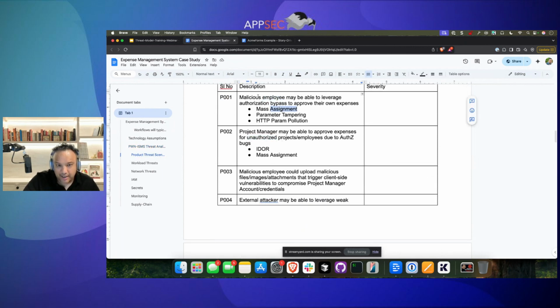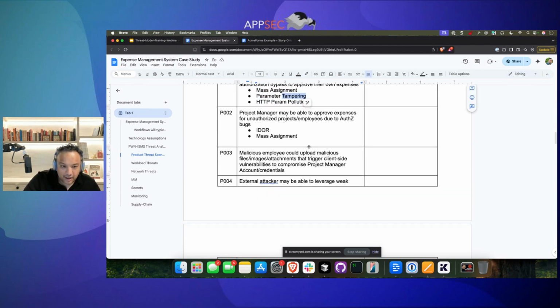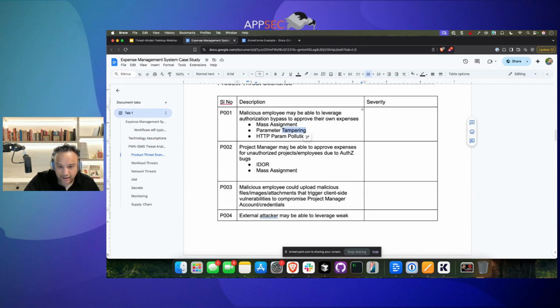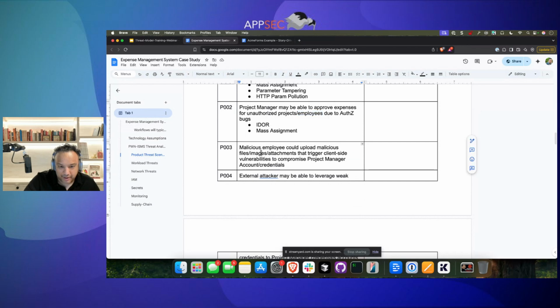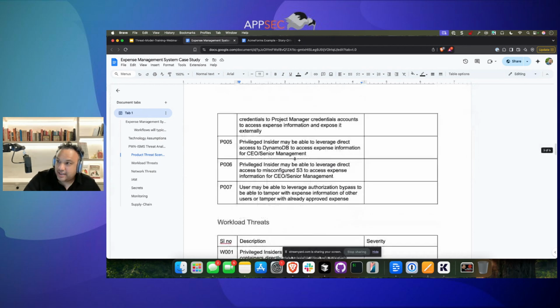So P001, malicious employee may be able to leverage authorization bypass to approve their own expenses. The way I have done it is I captured the threat scenario, and I've also captured the way those threat scenarios can come to light. So I've captured the attack vector. These are product related threat scenarios, right? So project manager can approve expenses for unauthorized projects, or malicious employee could upload malicious files, etc. So these are product related threats. These are core functionality related threats that I've captured here.